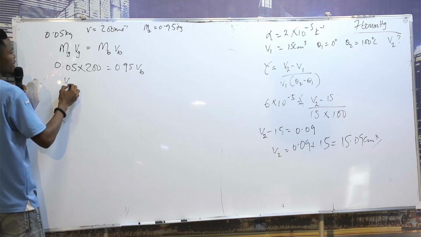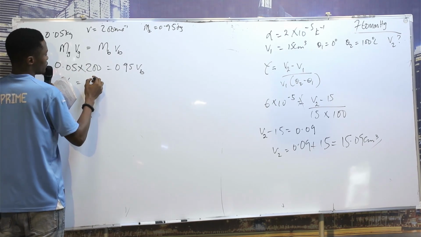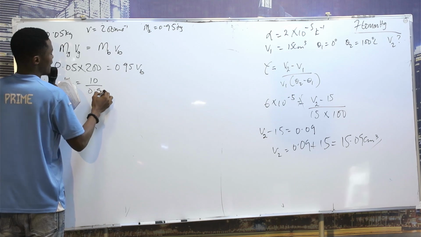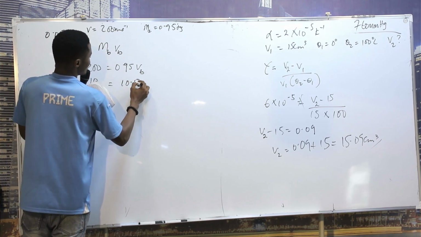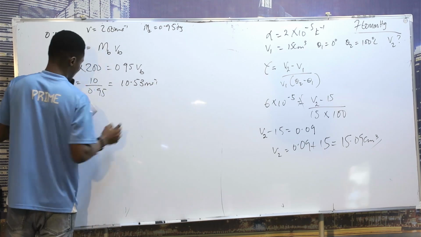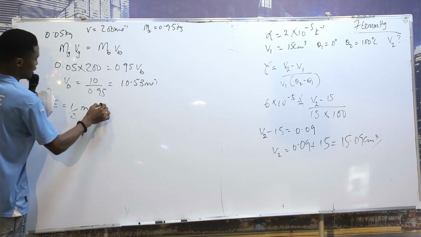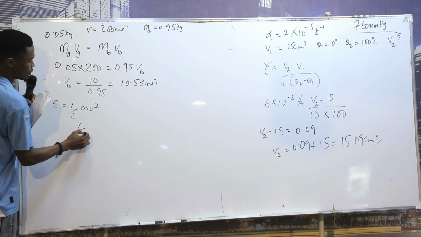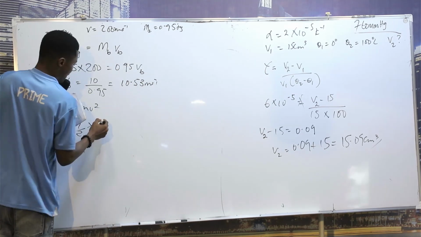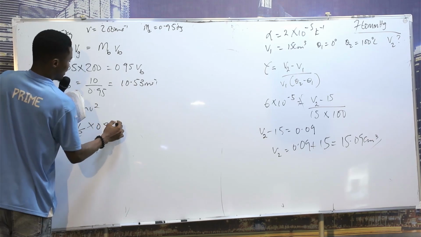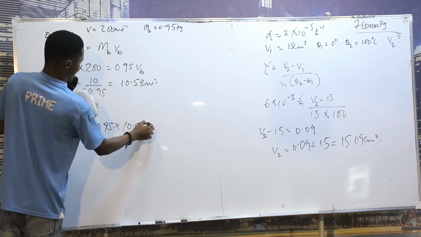So let's make VB the subject. 0.05 times 200 is how many? 10. So 10 over 0.95, what would that give me? 10.53 meters per second. Then I will tell them that the energy is 1 over 2 mv squared. So 1 over 2 times, what is the mass of that object moving? 0.95. So 0.95 times 10.53 squared. Are we here now?